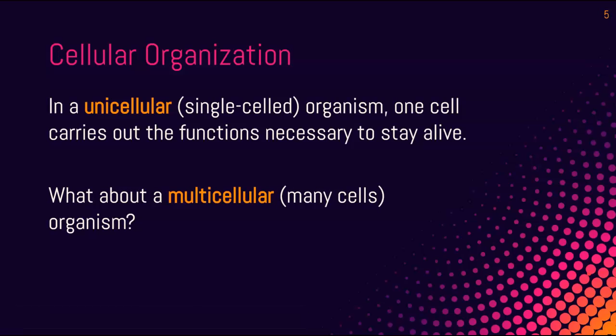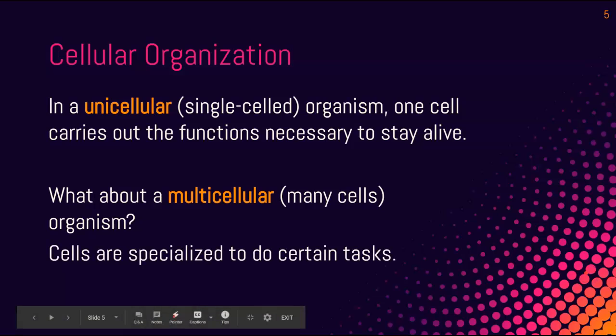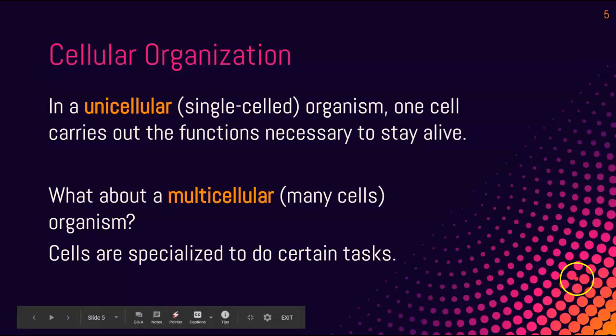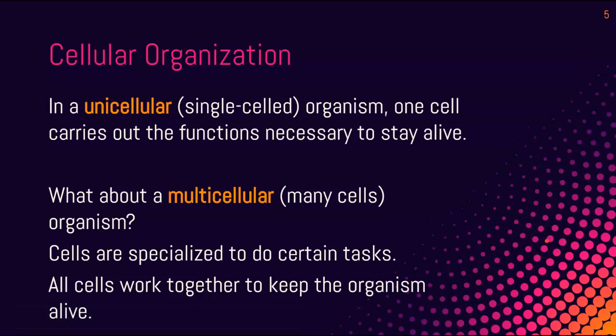What about a multicellular or many-celled organism? Cells are specialized to do certain tasks. So you have cheek cells, you have stomach cells, you have skin cells. Each one of those has a specific job to do, because we have more than one cell. All cells work together to keep the organism alive. It's kind of like a team. Everybody's got to work together to make it work. If something's not working, then it affects the whole organism.